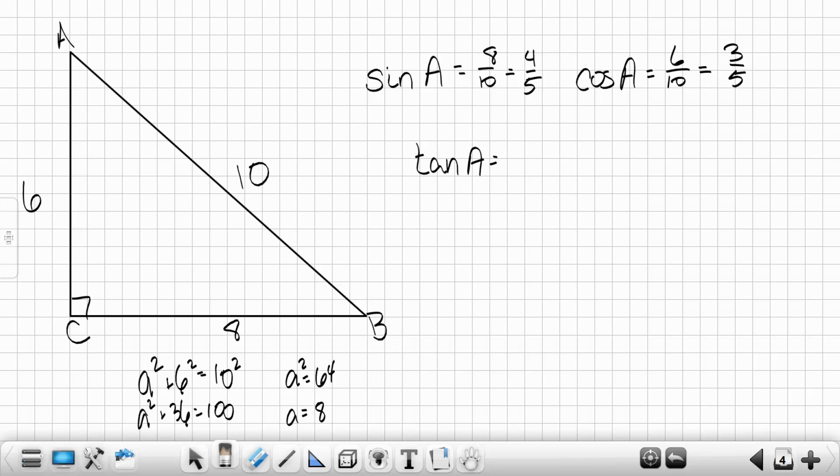8 over 6, which reduces to? 4 over 3. Okay. Tyrell, just for the heck of it, why don't we go and do sine, cosine, and tangent of angle B?